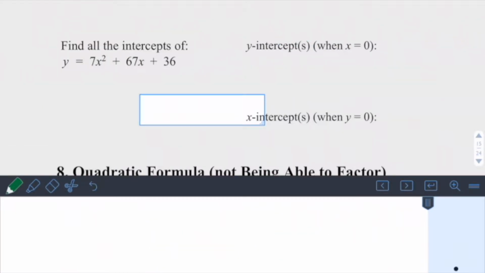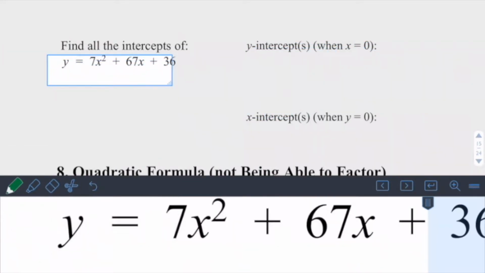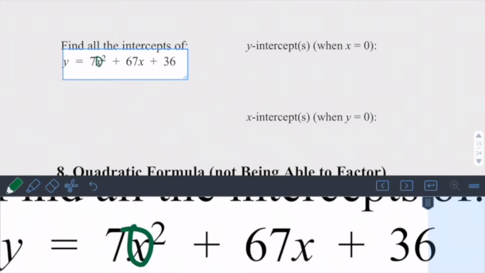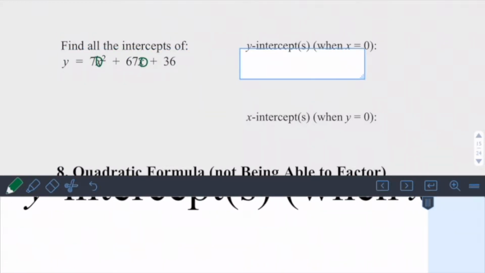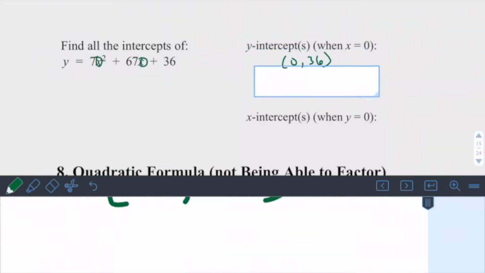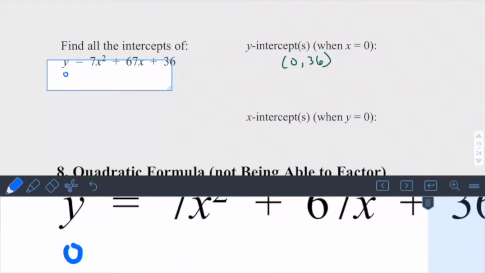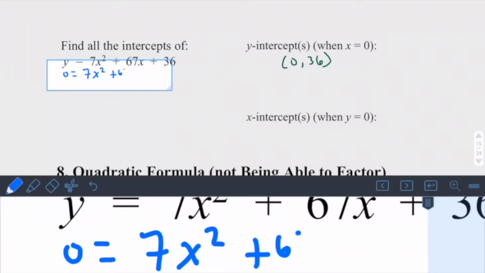Same thing, if I plug in 0 for x on my whole equation, this becomes 0, right? 0 squared times 7 is 0. 67 times 0 is 0. And then I just have 36. So (0, 36). If I make y equal to 0, I get 0 equals 7x squared plus 67x plus 36.